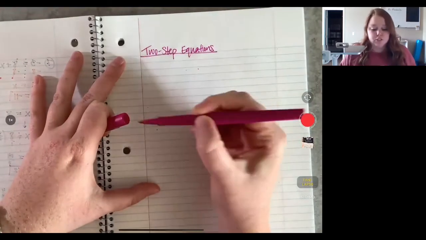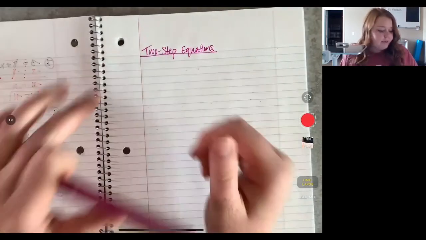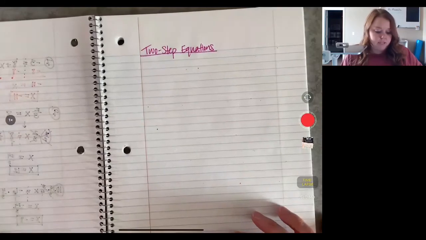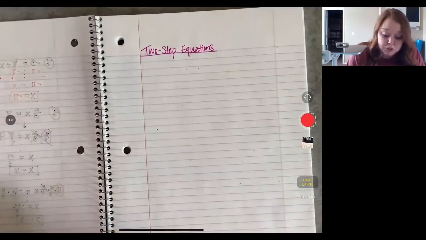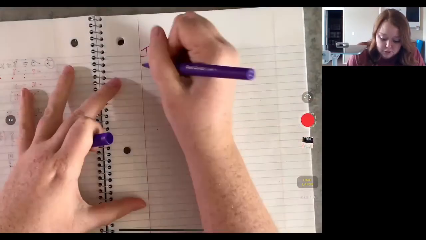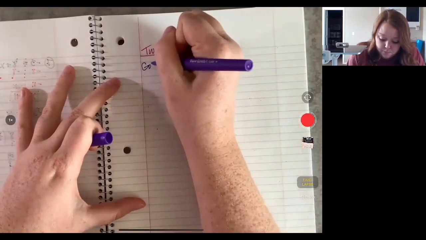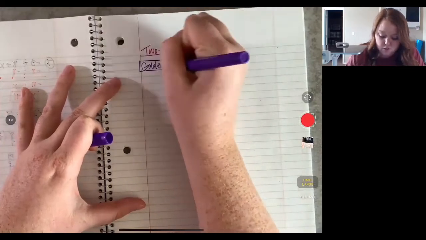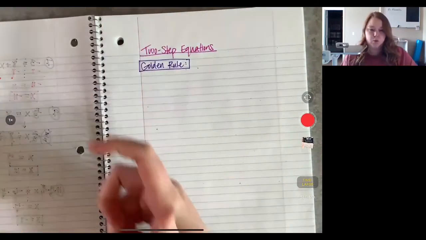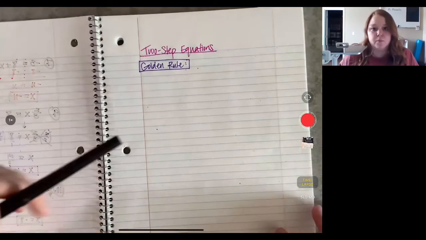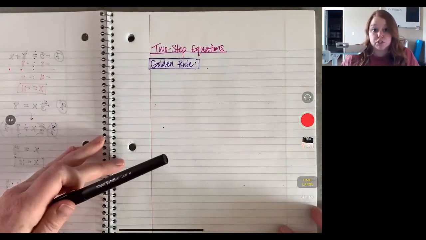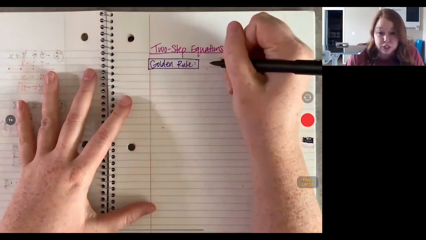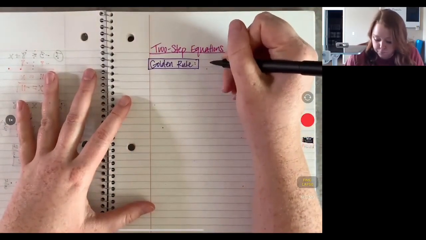Two-step equations. All right, and just for reference, we are going to go ahead and write down the golden rule of equations. If you watched my last video lesson, hopefully you remember the golden rule. What's the rule that you always have to follow no matter how difficult or simple an equation is? You have to keep the equation balanced.